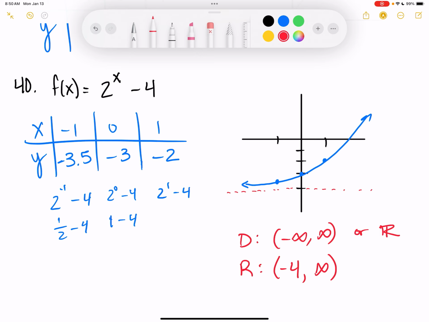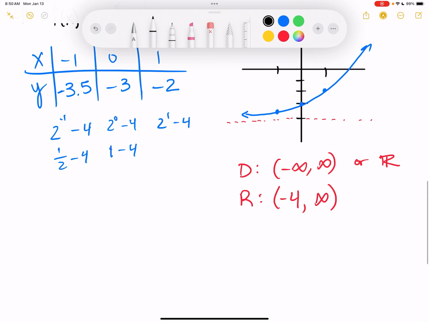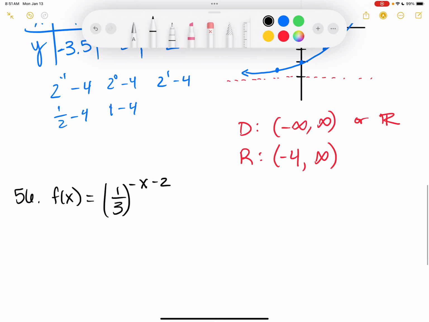Let's see, 56. F of x equals 1/3 raised to the -x minus 2. So still set the table.